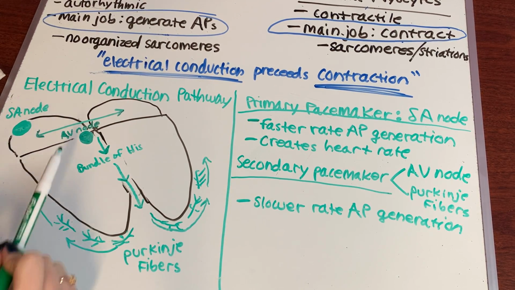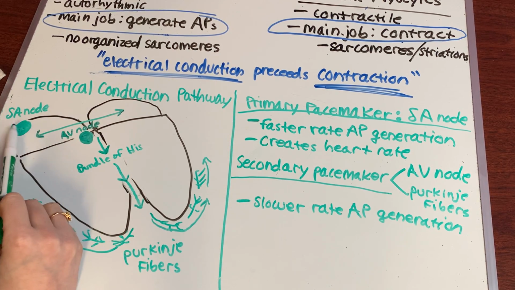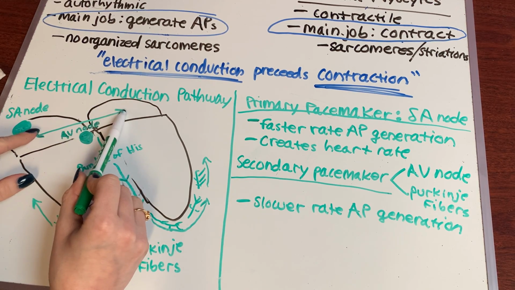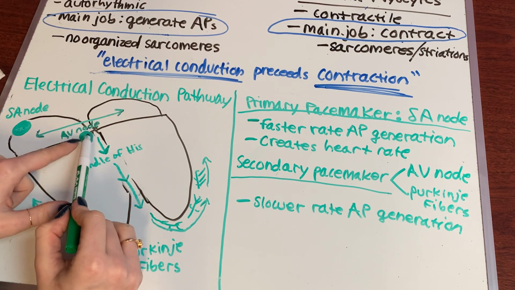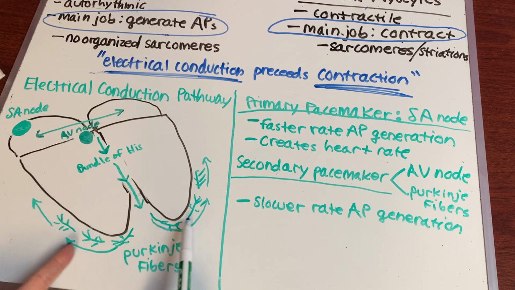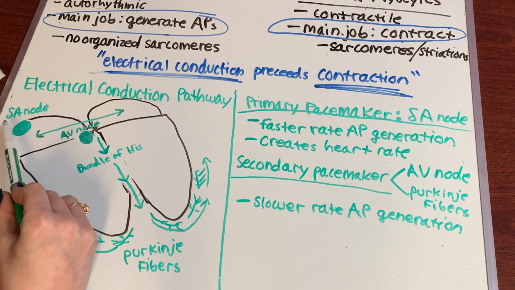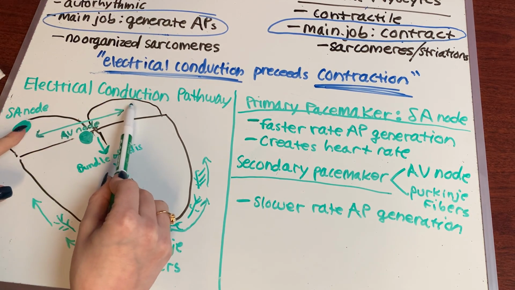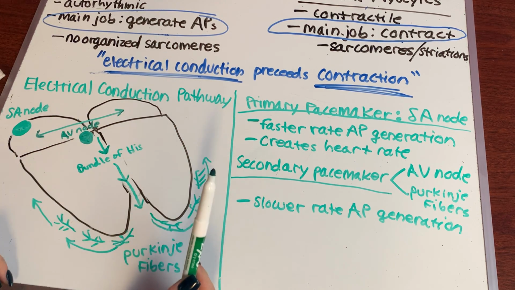And then again, the pathway started here. And as soon as we had action potentials being generated, they spread super fast through gap junctions. And I'm going to go over that next. And then they make their way to the AV node, down the bundle of His, and then through the Purkinje fibers. And electrical conduction precedes contraction. So everywhere we have these waves of depolarization, it waves through the atria, and then it goes down here. All of that happens right before contraction.